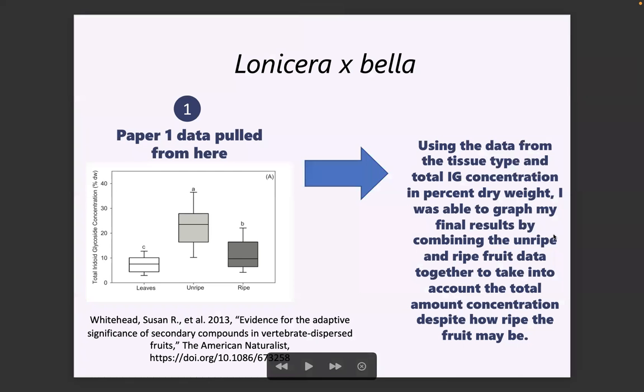And my paper one data was pulled from this article cited at the bottom, and I used this figure to do my calculations. So using the data from the tissue type and total iridoid glycoside concentration in percent dry weight, I was able to graph my final results by combining the unripe and ripe fruit data together to take into account the total concentration, despite how ripe the fruit may be.